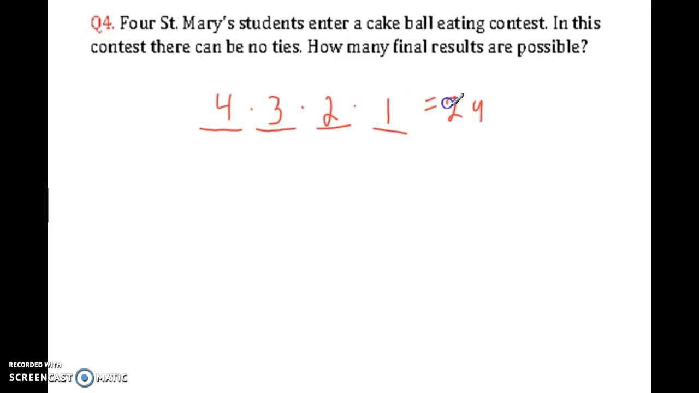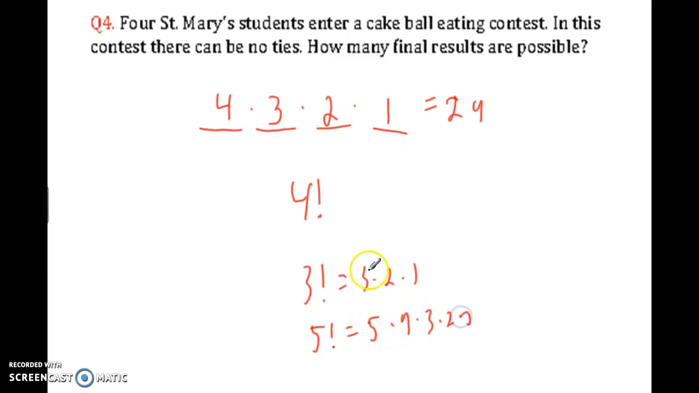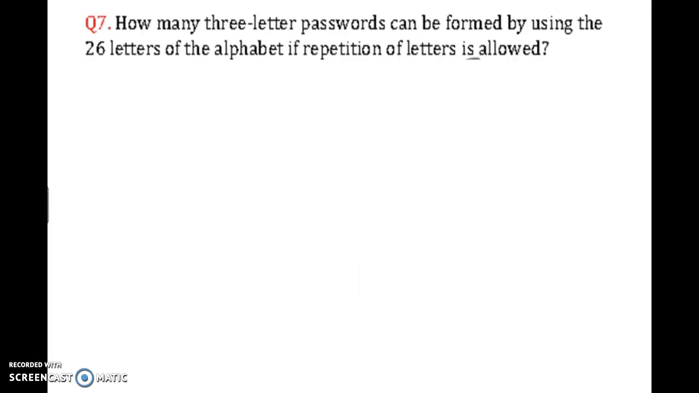There's actually a faster way of doing this, and we're going to learn more about it in coming lessons, but you could do this by just saying 4 factorial. That's what 4 times 3 times 2 times 1 is, just like 3 factorial is 3 times 2 times 1. 5 factorial is 5 times 4 times 3 times 2 times 1. So factorial works like that. The shortcut we'll learn about later.